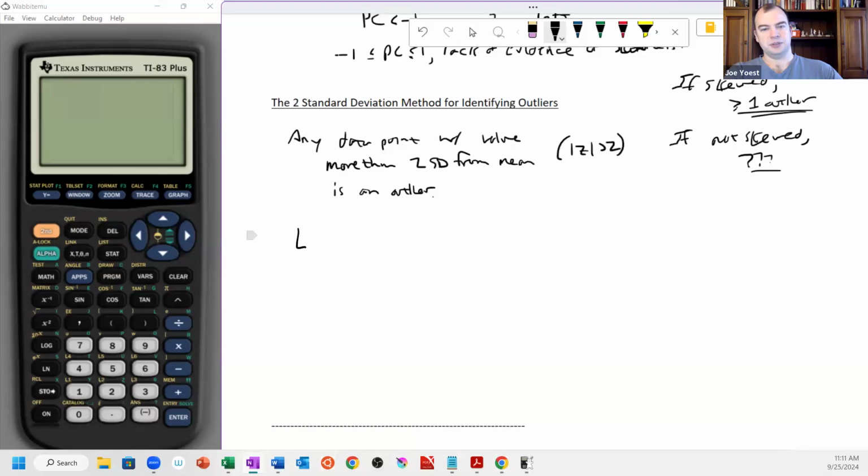So what do we do? We construct a lower bound of, say, x bar minus 2 standard deviations, and an upper bound of the mean plus 2 standard deviations. Between L and U, between the lower and upper bound, all of those data values are non-outliers. They're close enough to the mean that we say they're not outliers. Any data point that has a value less than L or greater than U, we would say that those do represent outliers.